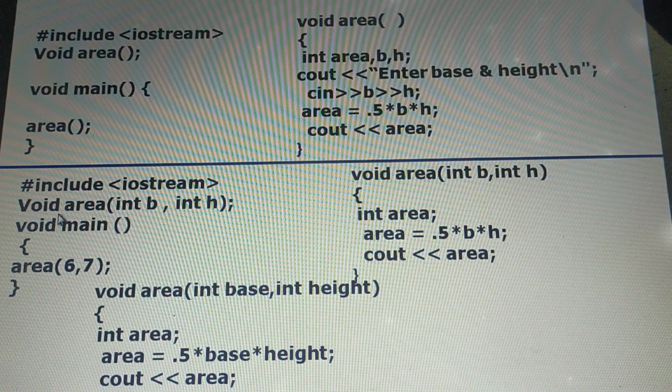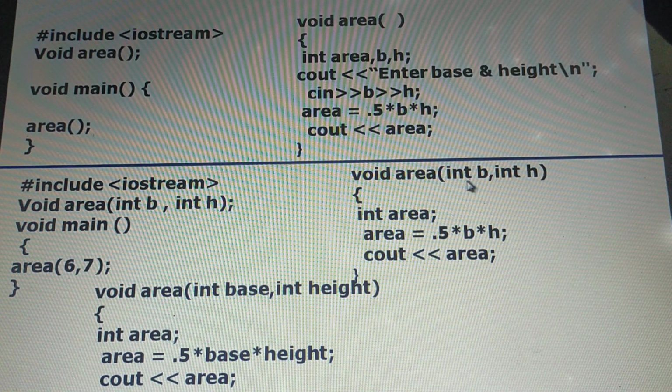We can give void area. How to declare without the argument name? Void area, within brackets int comma int, close the bracket, semicolon. In such a way we can declare. Two methods are there. With the data type and the argument name we can declare. Without the argument name also we can declare, and it won't show any error. But the data type of the argument list should be there, one by one with commas.